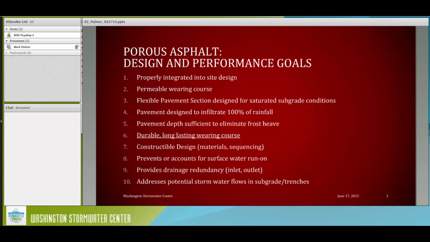Also in consideration is that now we're putting a lot of water under the subgrade and want to consider where that flow may actually go, and trenches are a concern, so that's something we need to take into account in our designs.